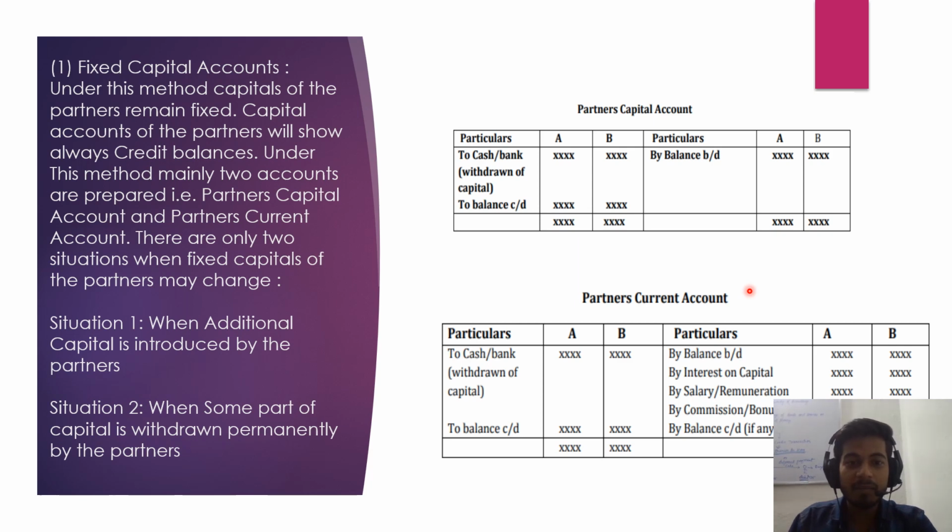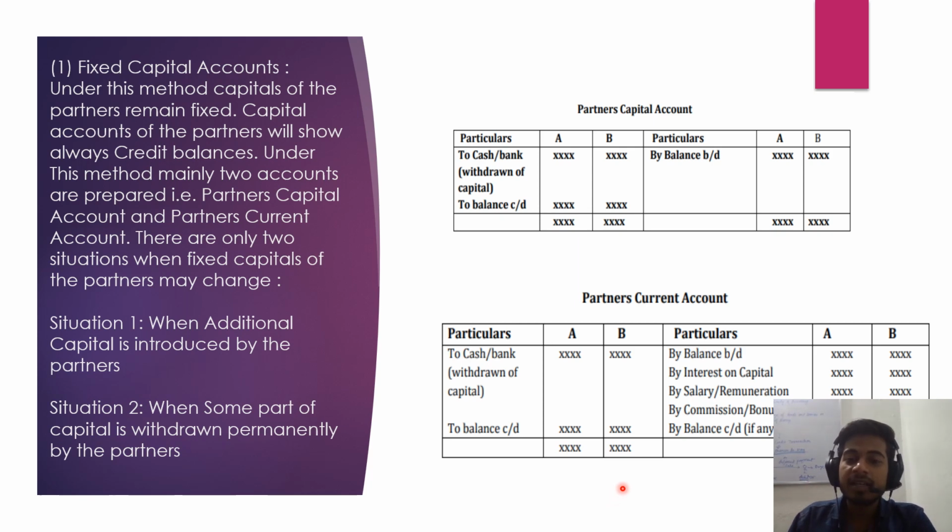Under this method, mainly two accounts are prepared, that is partners capital account and partners current account, which are shown here in the figure. So there are two situations when fixed capital of the partners may change. Situation one: when additional capital is introduced by the partners, or you can say when any partner brings additional capital into the firm, then the capital balance will increase. Situation two: when some part of the capital is withdrawn permanently by the partners. In situation two, if any partners withdraw their capital permanently from the business, their capital will reduce in the firm.